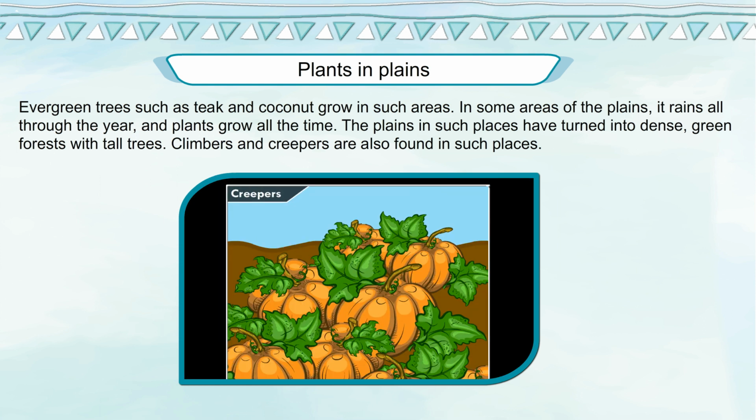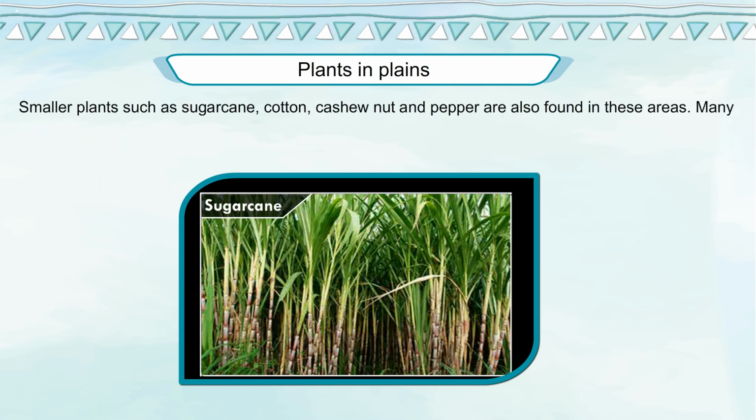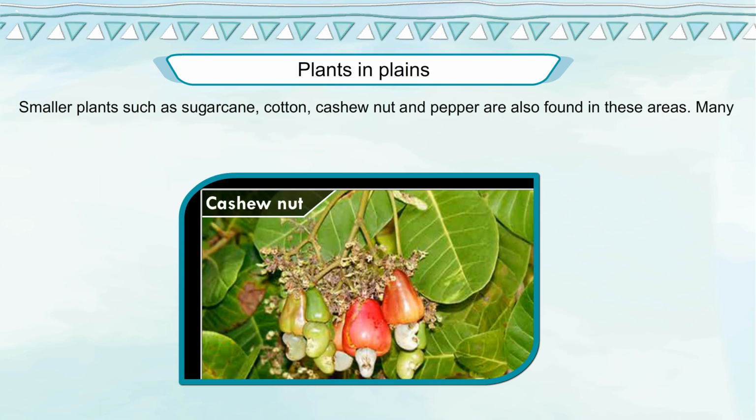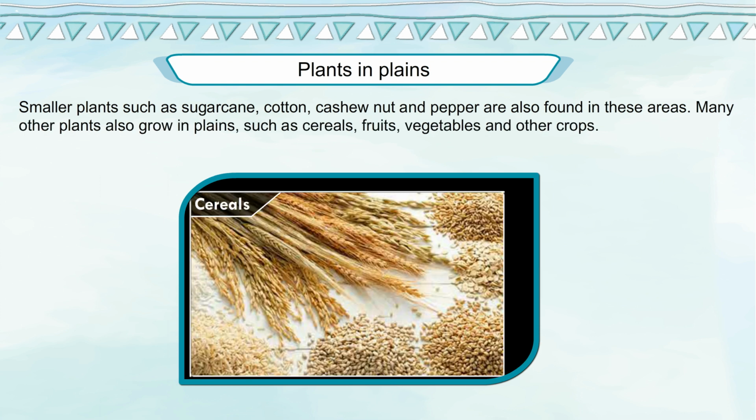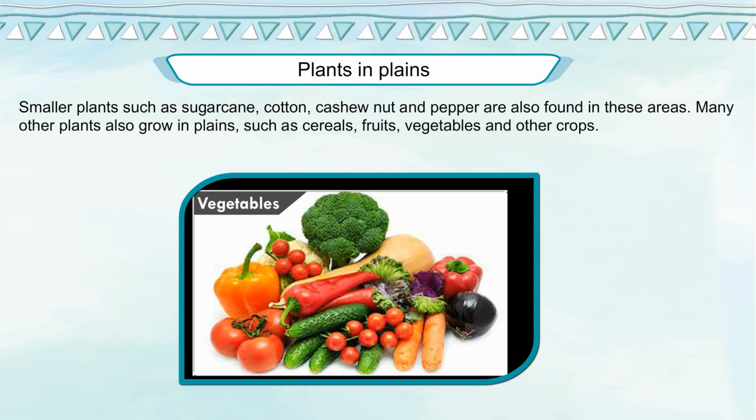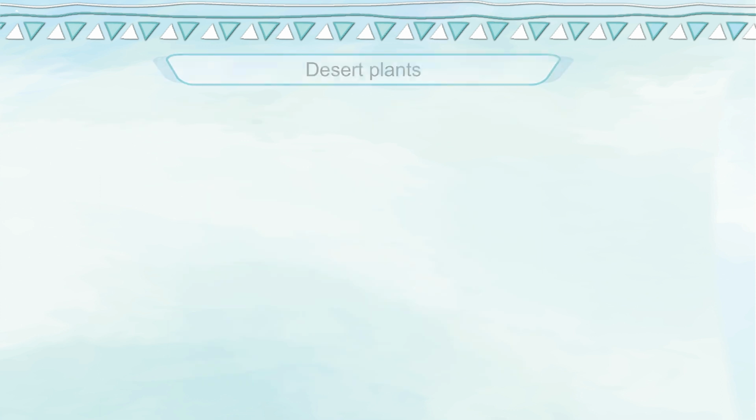Climbers and creepers are also found in such places. Smaller plants such as sugarcane, cotton, cashew nut and pepper are also found in these areas. Many other plants also grow in plains such as cereals, fruits, vegetables and other crops.